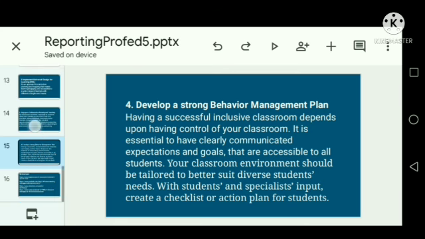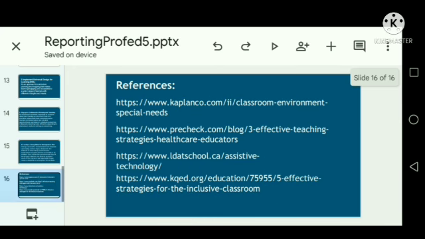Alright? And that's all for my report about teaching strategies. And here are the references nga akong gikuha.